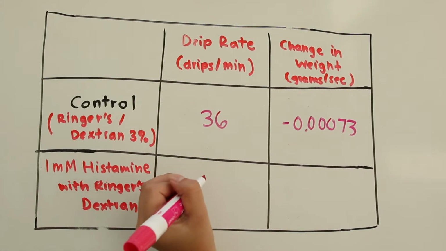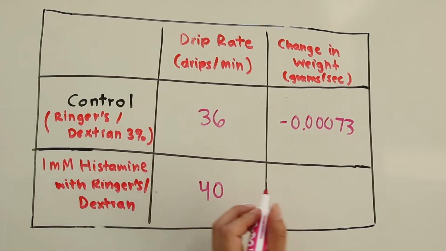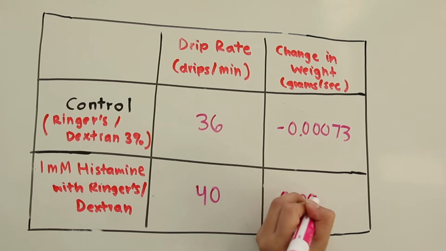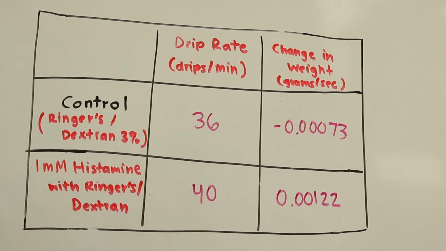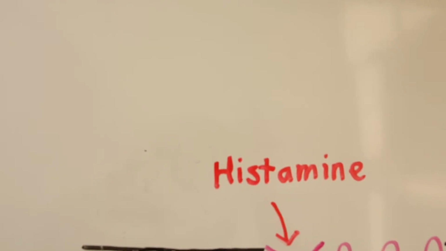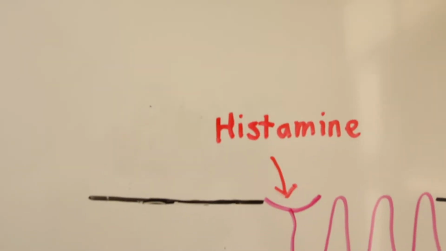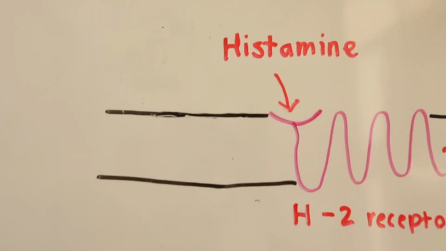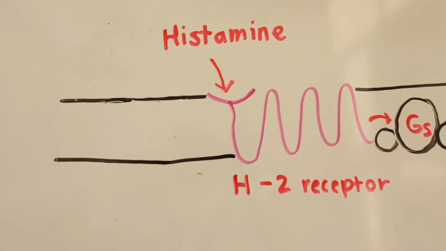Upon the addition of histamine, the drip rate was increased to 40 drips per minute, and the change in weight rate was increased to 0.00122 grams per second. Histamine can bind to either H1 or H2 receptors. The H1 receptor results in smooth muscle contraction. However, in our experiment, there were more H2 receptors present on the arterioles.